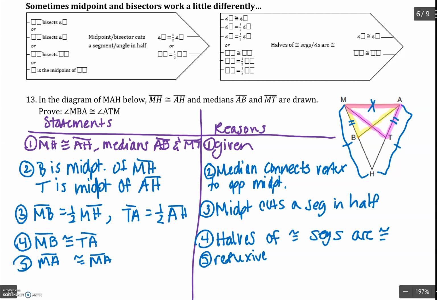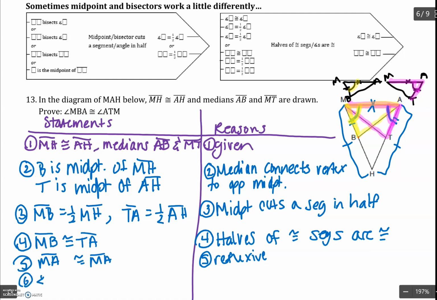And here's the trick. Go back to the fact that MH is congruent to AH. That makes this an isosceles triangle. And we have those angles down there that would be congruent to one another. And this one happens to be in the pink triangle, and this one happens to be in the yellow triangle. Separated, you can see that angle A is here, TMA, and angle M is here, angle BMA. So now that I have that, I'm going to add it into my proof.